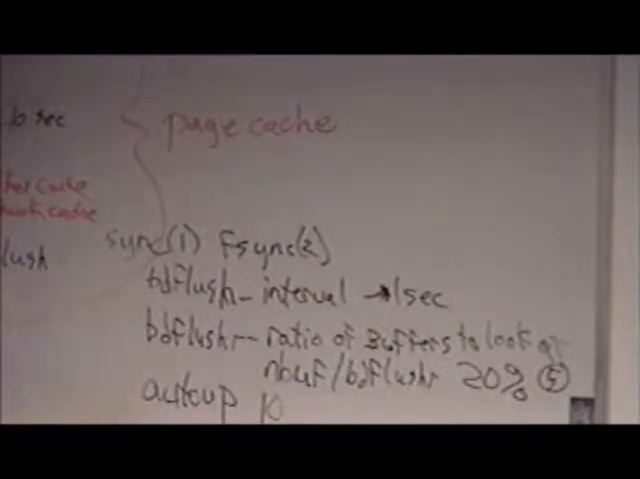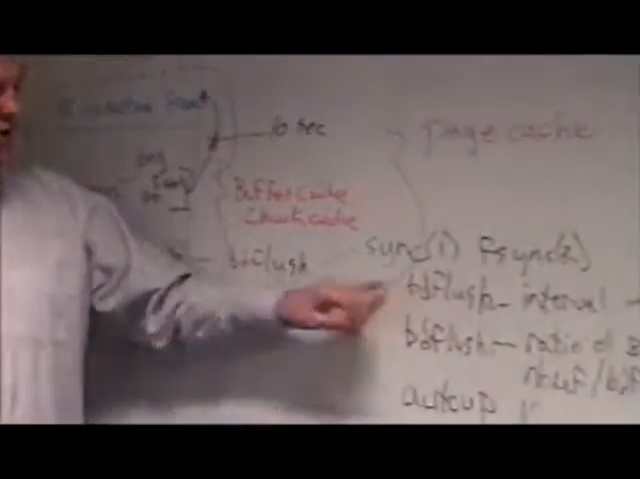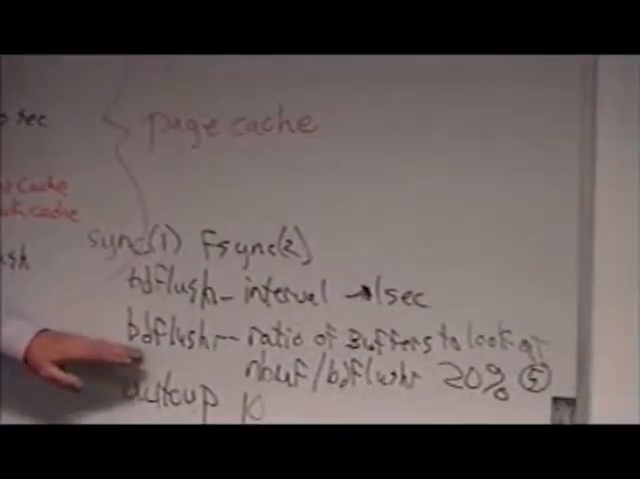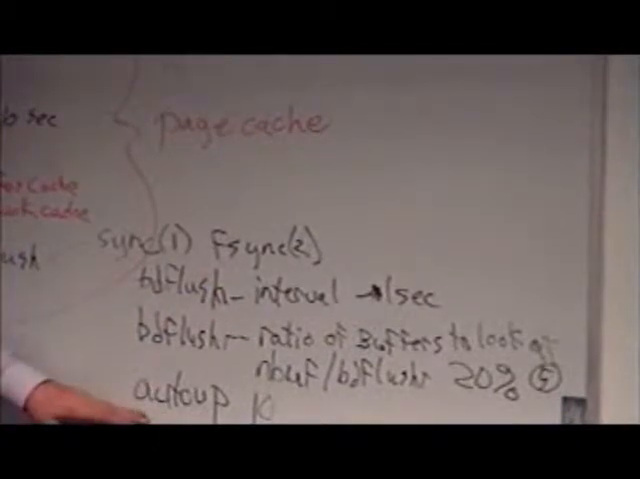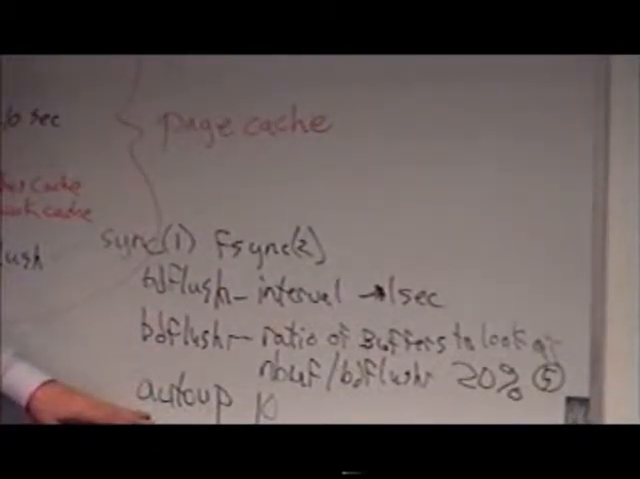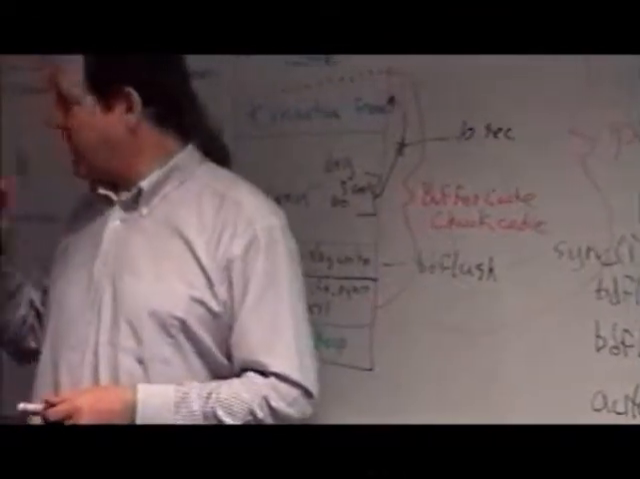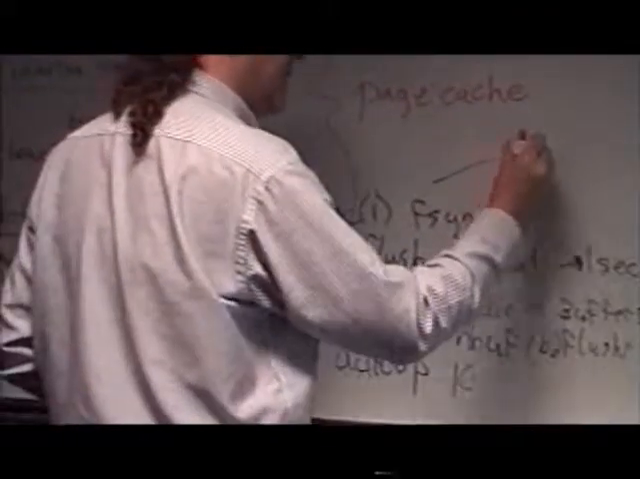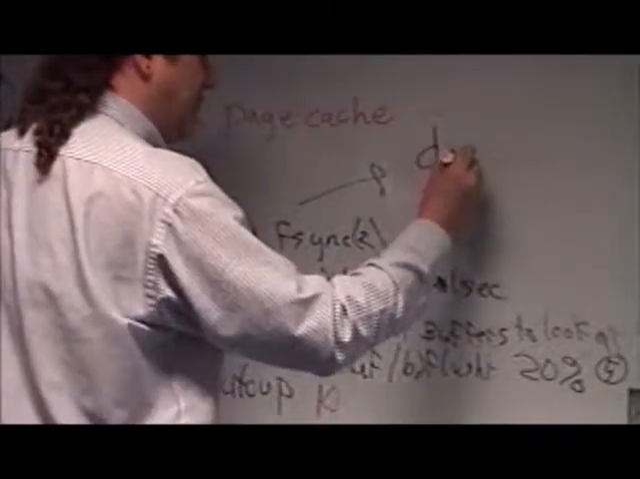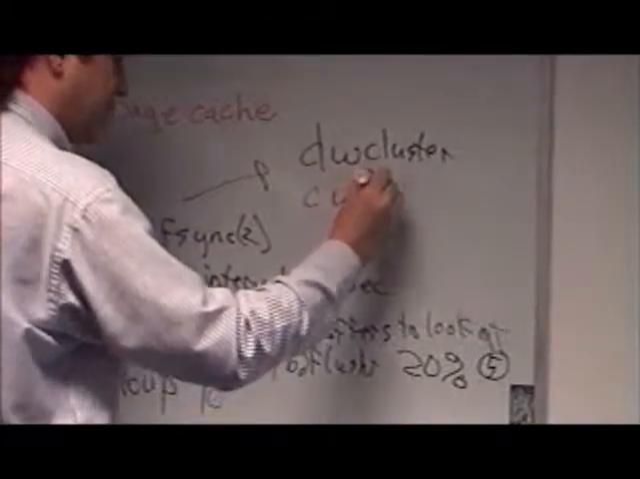And if it's getting out of control and getting too big and I don't have the memory to do that, I may want to wake BD flush up more often, or I may want to properly size my requests, or I may want to speed up auto up, shorten it so that I can keep ahead of the story. Now there was one other parameter mentioned there. I'm going to put them here: DW cluster and CW cluster.